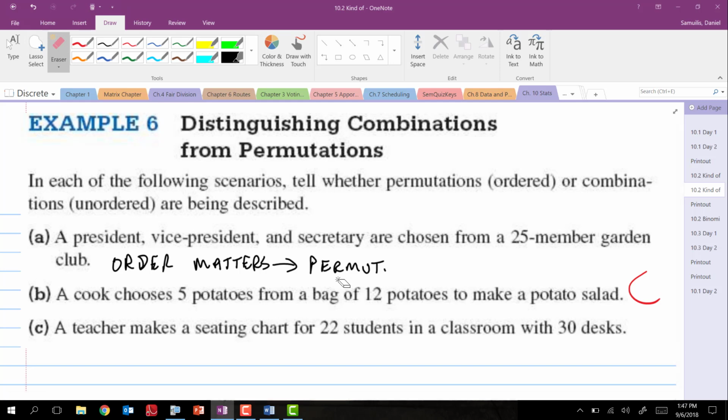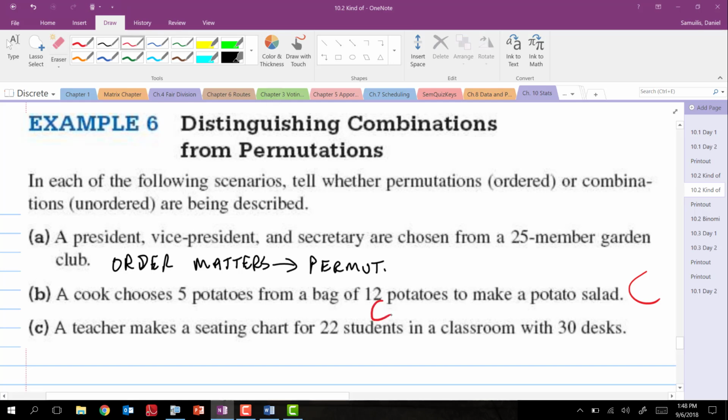A cook chooses 5 potatoes from a bag of 12 potatoes to cook and make potato salad. Does order matter how he picks those potatoes? That's a 12C5. Order doesn't matter. Those potatoes are cooked no matter what.